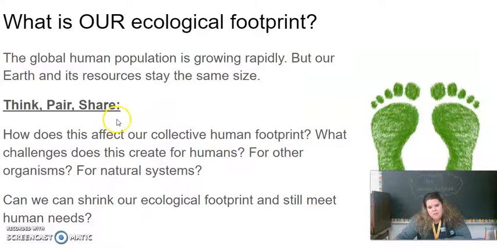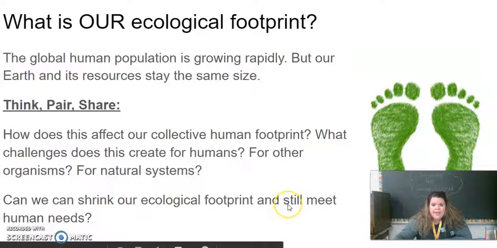Think, pair, share. If you're at school or at home, once again, talk to some family members. How does this affect our collective human footprint? What challenges does this create for humans, for other organisms, for natural systems? Can we shrink our ecological footprint and still meet human needs? Go ahead and pause the video.